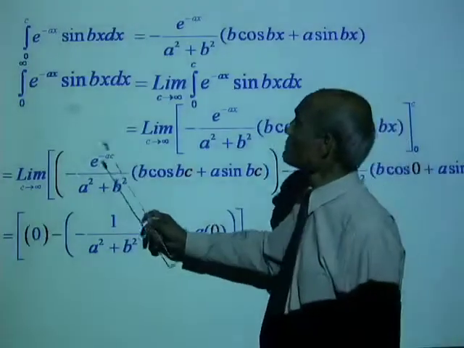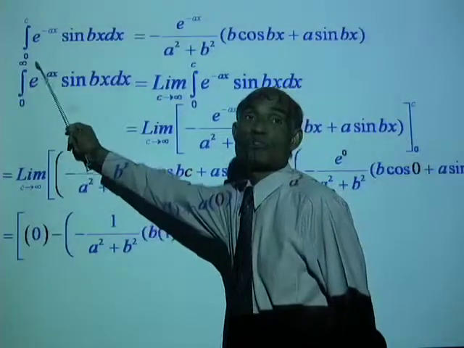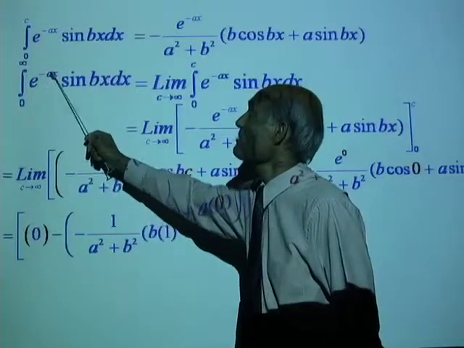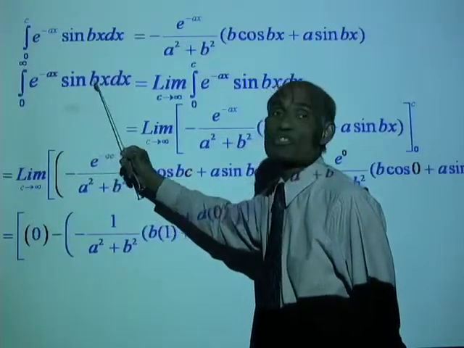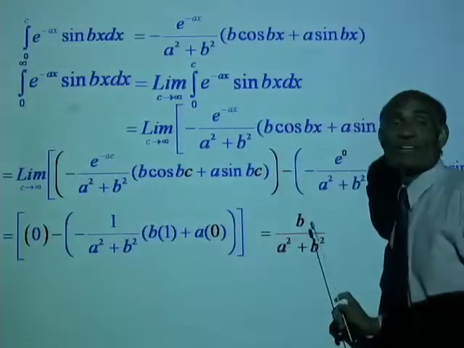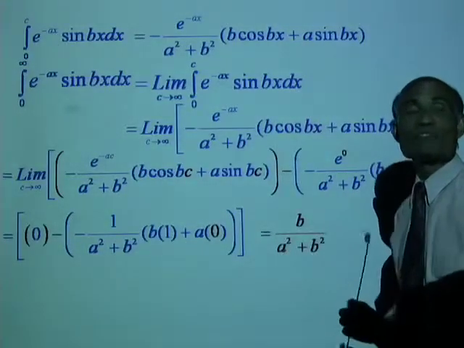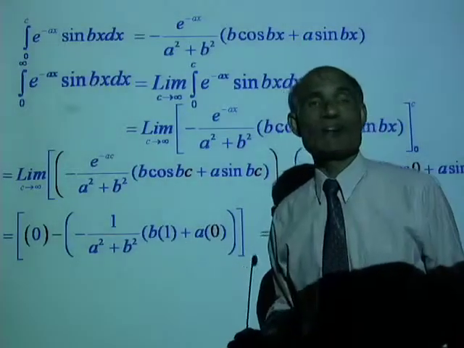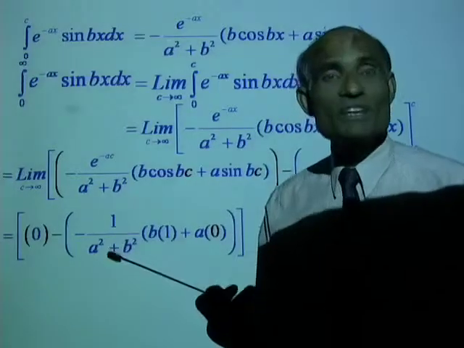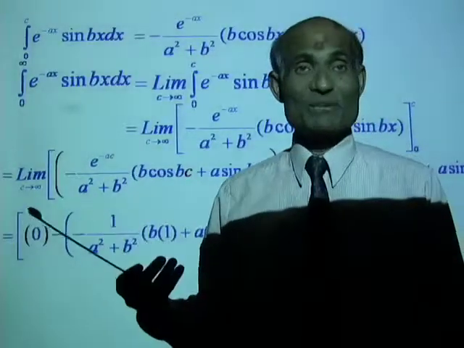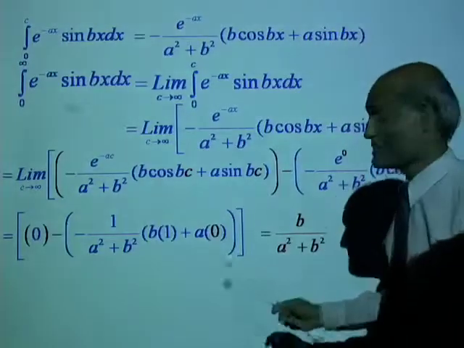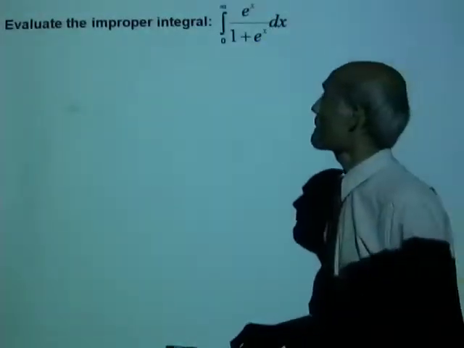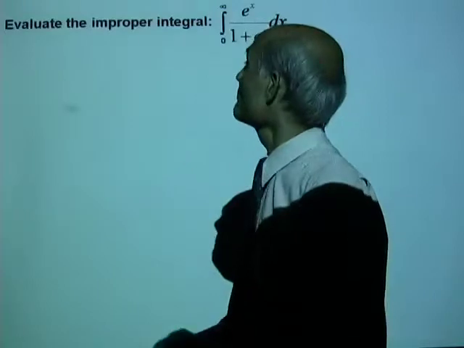Okay, so what we have produced is the integral from 0 to infinity of e to the power of negative ax sine bx dx equal to b over a squared plus b squared. Is that a converging integral or a diverging integral? It is a converging integral. Alright, let's try another one.